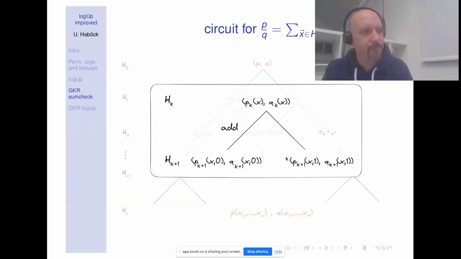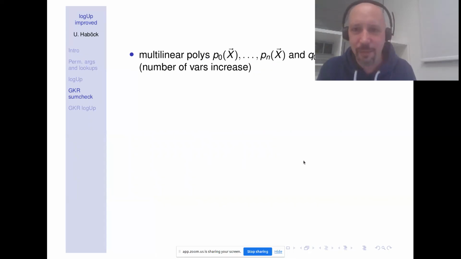And the addition law is quite simple. For example, the numerator, I mean, you know how to add two symbolic fractions. The numerator is the product of the left child numerator times the right child denominator plus the left child denominator times the right child numerator. We'll see it in the next slide. In that slide, I will immediately describe the entire sum check you do on the polynomials.